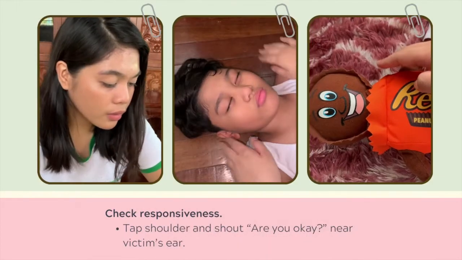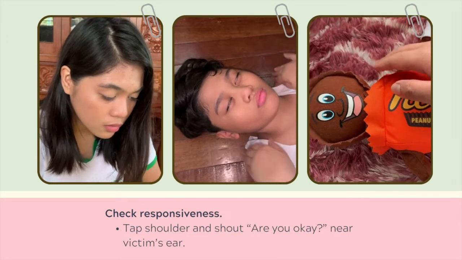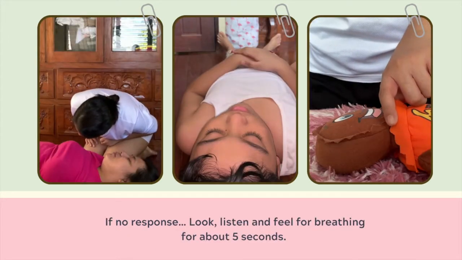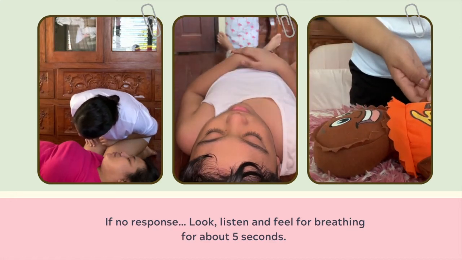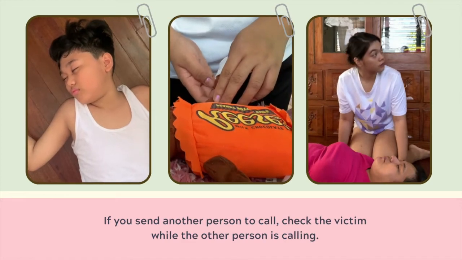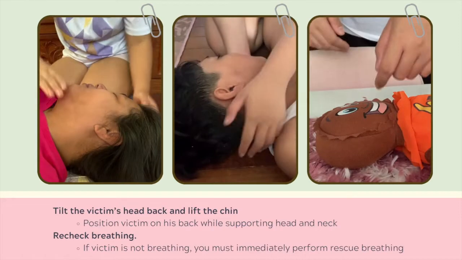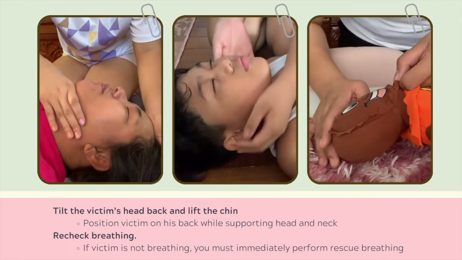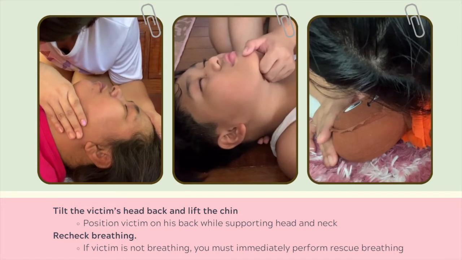Check responsiveness. Tap the victim's shoulder and shout, "Are you okay?" near the victim's ear. If there is no observed response, look, listen, and feel for breathing for about 5 seconds. Remember that if you send another person to call, check the victim while the other person is calling. Tilt the victim's head back and lift the chin. Position the victim on his back while supporting the head and neck.